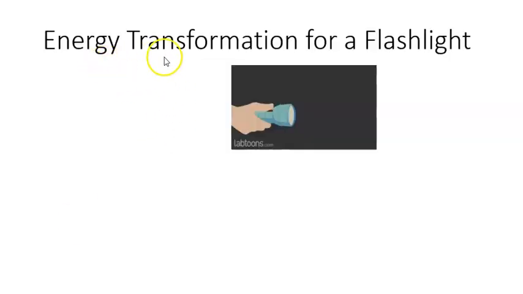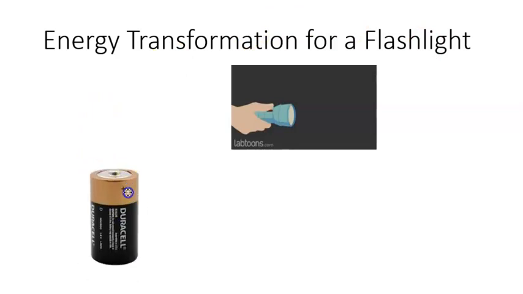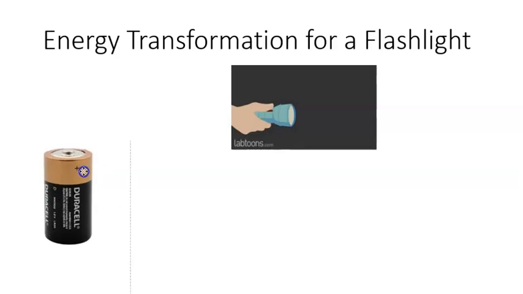Go ahead and write energy transformation for a flashlight. And what did we say? Where did we say the energy would begin? We said in a battery. So let's go ahead and draw a diagram of a battery. See my picture? I drew that. Obviously, it's clip art, but I'm sure you could draw a simple little picture of a battery.